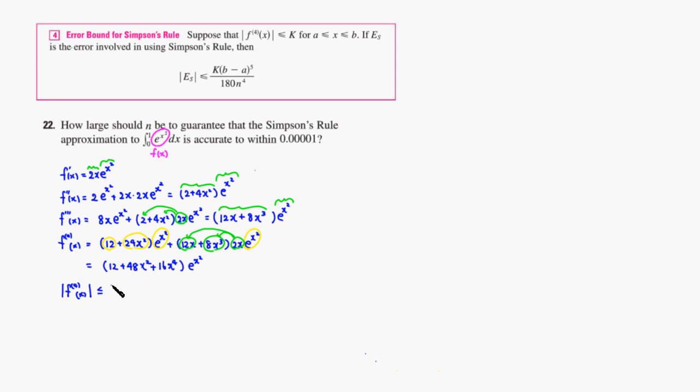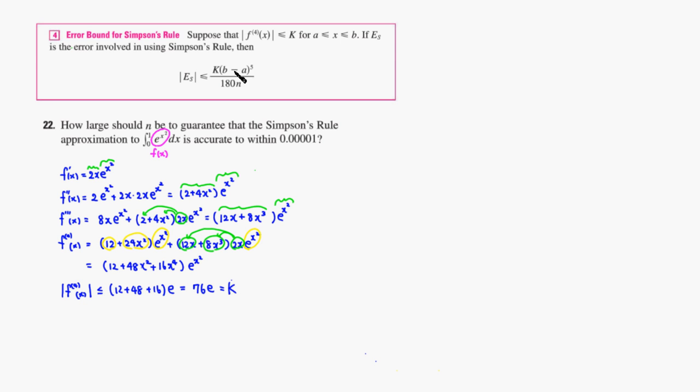So this is going to be 12 plus 48 times plugging in 1, plus 16 and e to the 1 again. So that's e. So that's going to be 76e. All right, so we got 76e for K. So this is our key K value. After that, we know what to do.